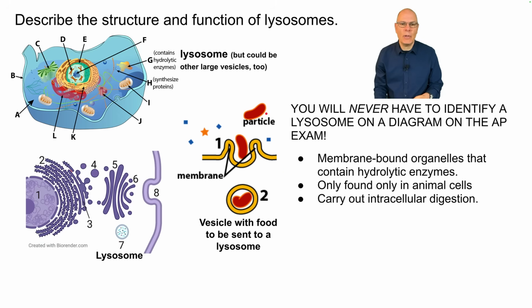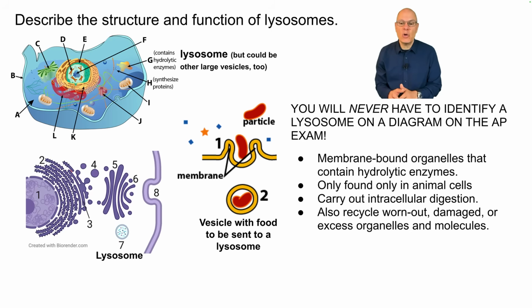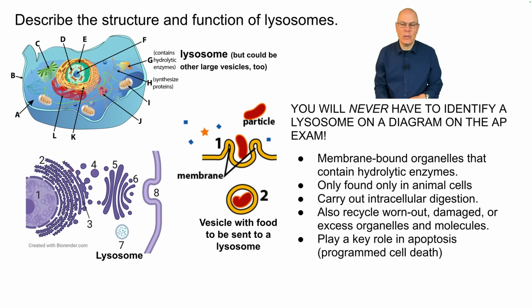So, for example, here you see a particle. It actually looks like a cell that's being engulfed by the membrane. It'll be packaged into a vesicle, and that vesicle will be sent to a lysosome where hydrolytic enzymes will break this down. The lysosome also recycles worn out, damaged, or excess organelles and molecules, and it plays a key role in a process called apoptosis. The P is silent. That's programmed cell death, and we'll talk about that later in the course.